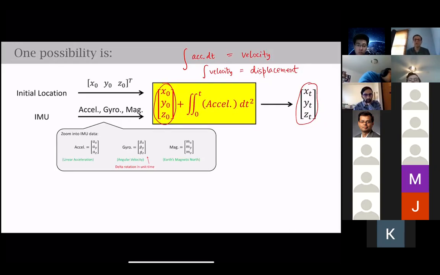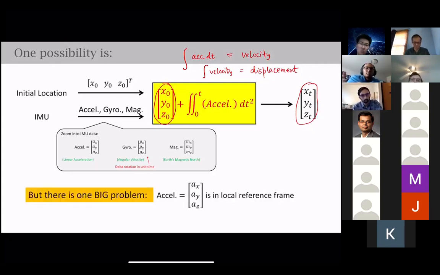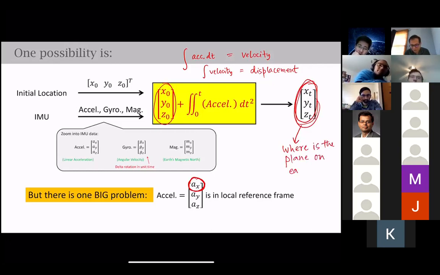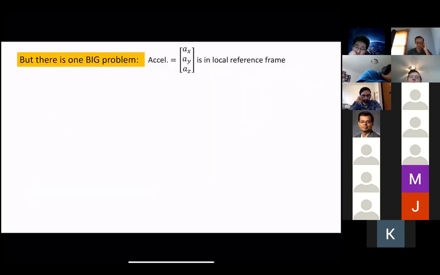Okay. Anyone, why does it not work? This is one huge problem. Remember I said, maybe quickly, this acceleration ax is with respect to the IMU's own x-axis, right? But your job is to say, where is the plane on Earth's map? So here is the problem.